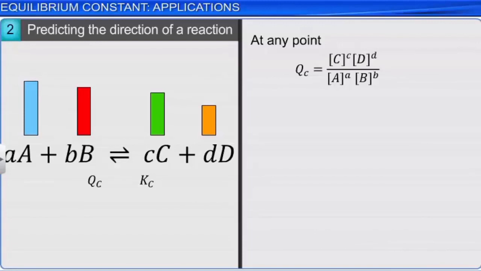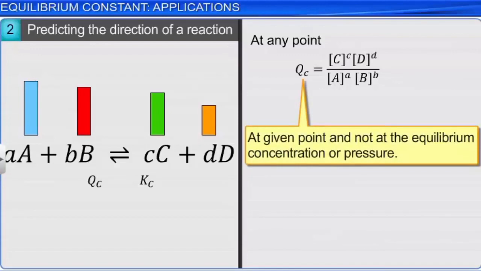However, it is important to note that the reaction quotient is calculated using the concentrations or pressures at a given point of time in the reaction, and not the equilibrium concentrations or pressures.